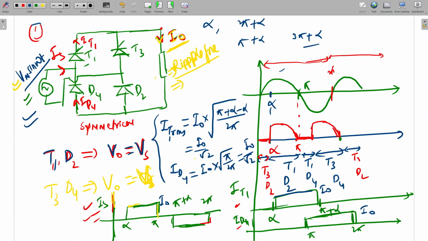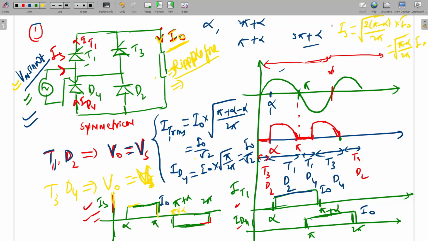Yes, sir. For the source current, Is under root of (pi minus alpha) by 2 pi, sir. See, this is alpha to pi, and this is also pi plus alpha to 2 pi. So in 2 pi, it will conduct for 2 into (pi minus alpha). So 2 into (pi minus alpha) divided by 2 pi into I naught. So the source current RMS will be the square root of (pi minus alpha) by pi, into I naught.